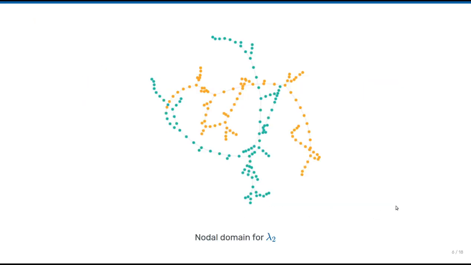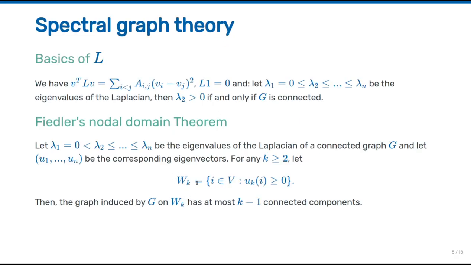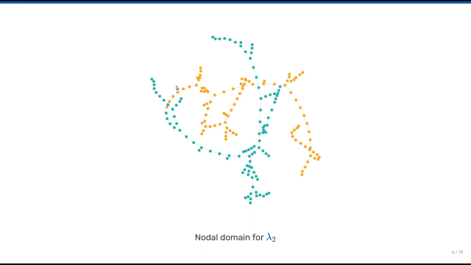So here is one example for a random graph. This is a nodal domain for lambda 2. In orange, you have exactly the set W2, and you see that it's actually connected. Now I'm increasing to lambda 3, and this is again connected, which is consistent with the theorem. And then you see that it starts to be disconnected: there is one component here, one here, and probably one over there for lambda 4. But there are at most 3 components.